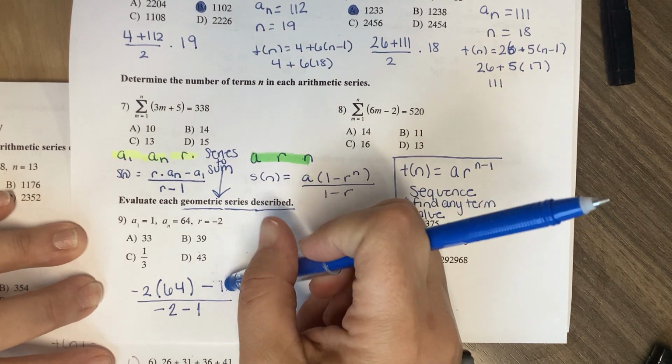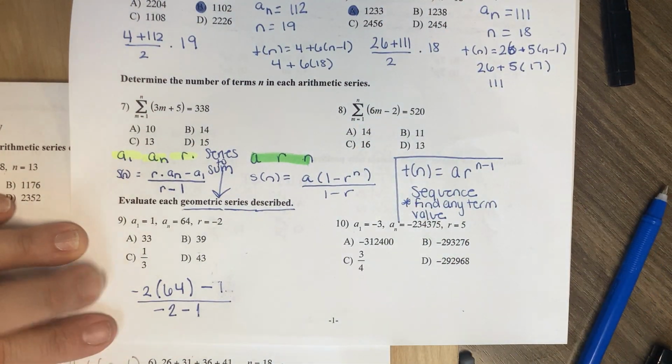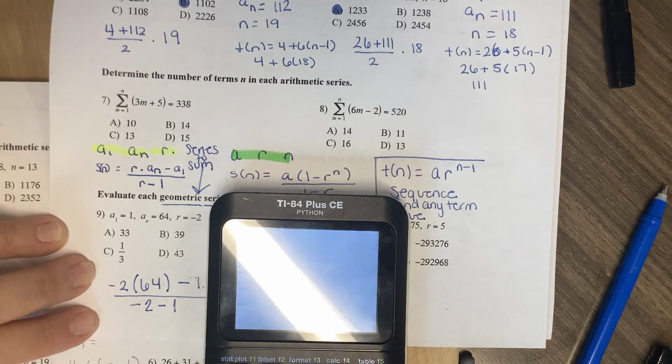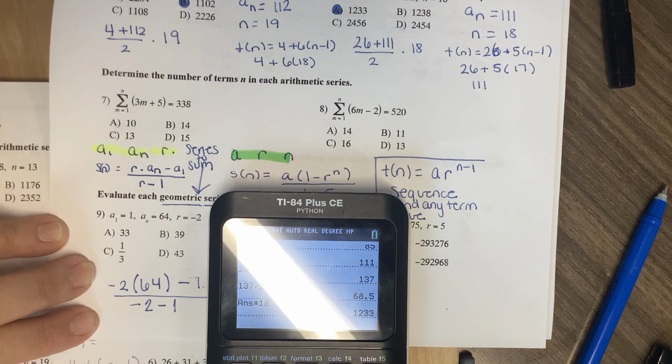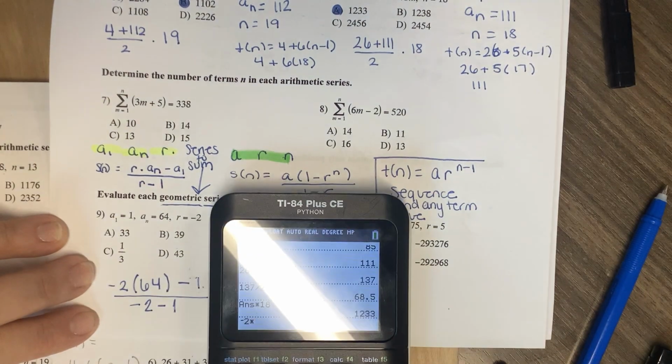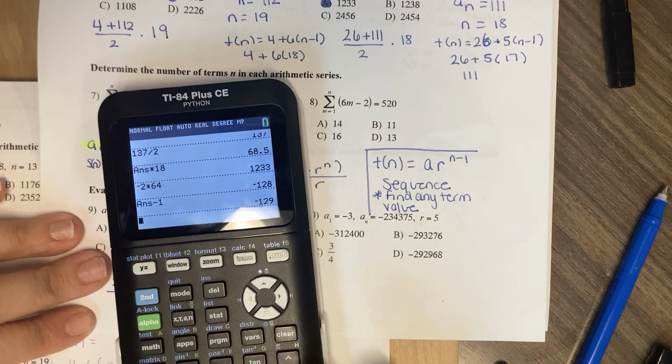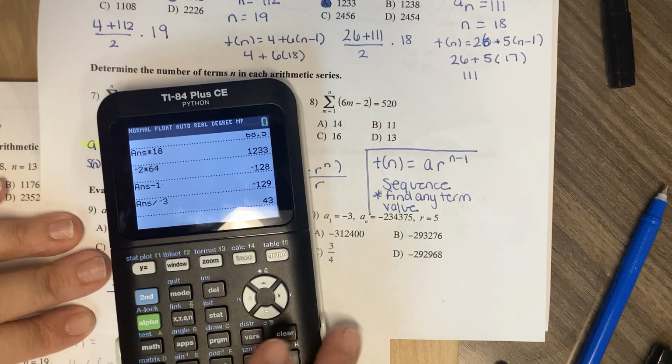Again, this is where that calculator work is going to get really sticky if you put stuff in your calculator the wrong way. So you want -2 times 64. That gives you -128 minus 1, which is -129, divided by -3, which is 43.